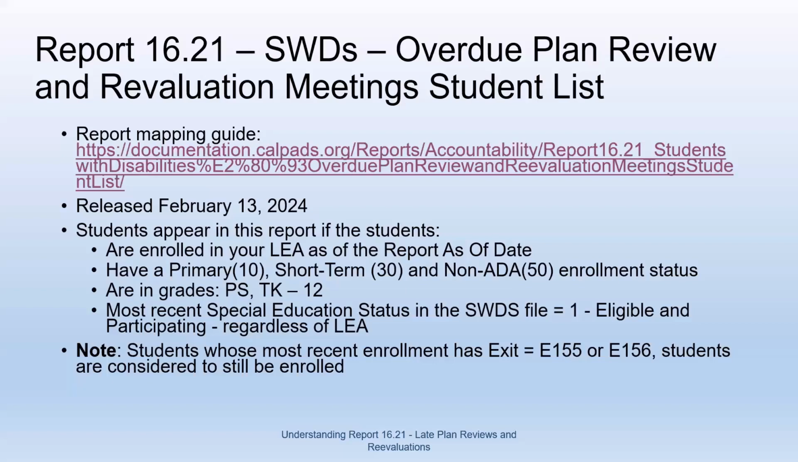So they have to be enrolled in your LEA as of the report date. They have to have a primary, short-term, or non-ADA enrollment status 50 enrollment. Just as a caveat, you will notice we did see a recent defect where we're seeing secondary enrollments in this report. You can ignore any secondarily enrolled students that are in this report. That is a known issue. A defect is being written up on that, just to make you aware.